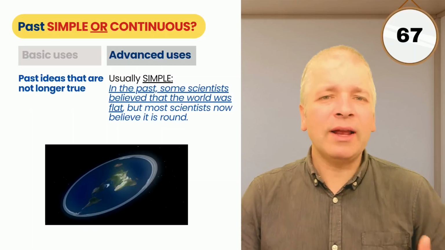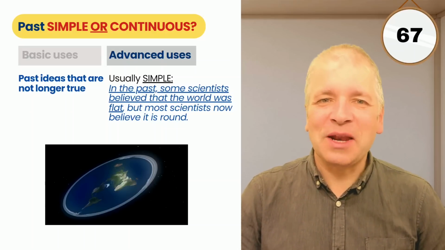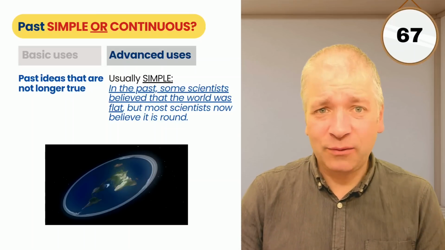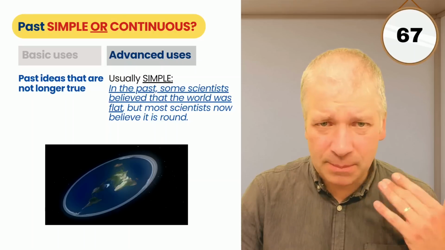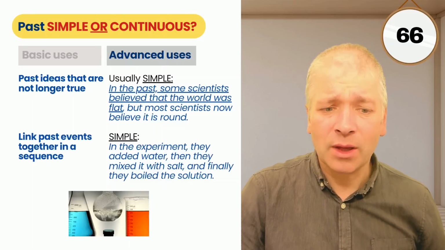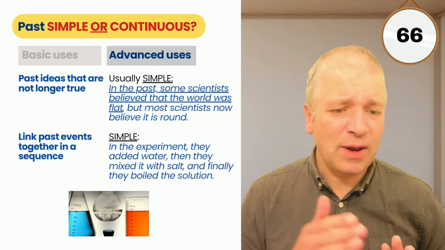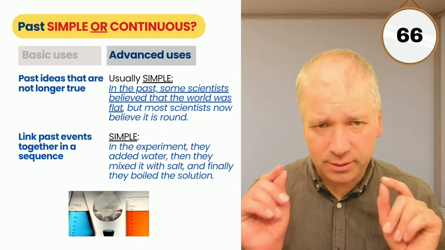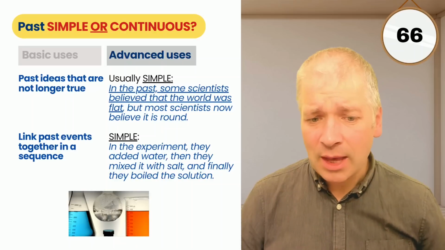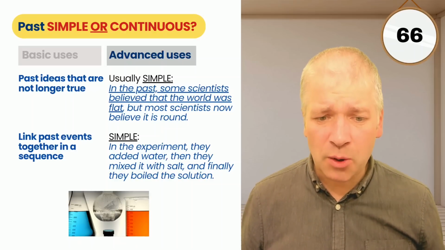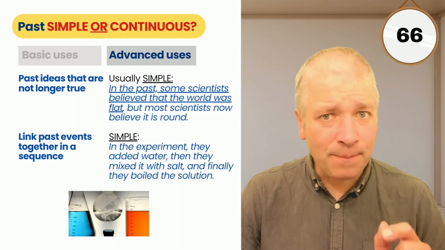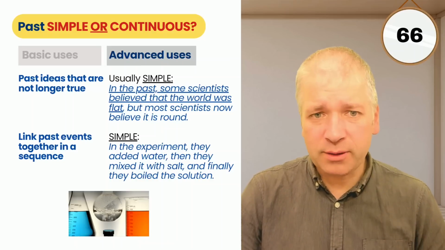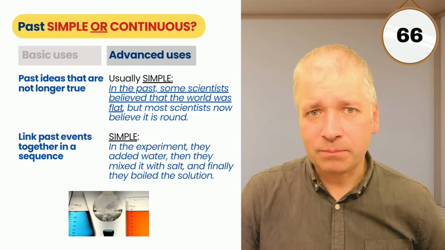If you are trying to get the sense across that it was temporary or an activity for a particular reason, you might choose the past continuous, but the past simple is far more common here. If you're trying to link past events together in a sequence, the past simple is what you need. In the experiment you can see below, they added water, then they mixed it with salt, and finally they boiled the solution. Past simple in a sequence.